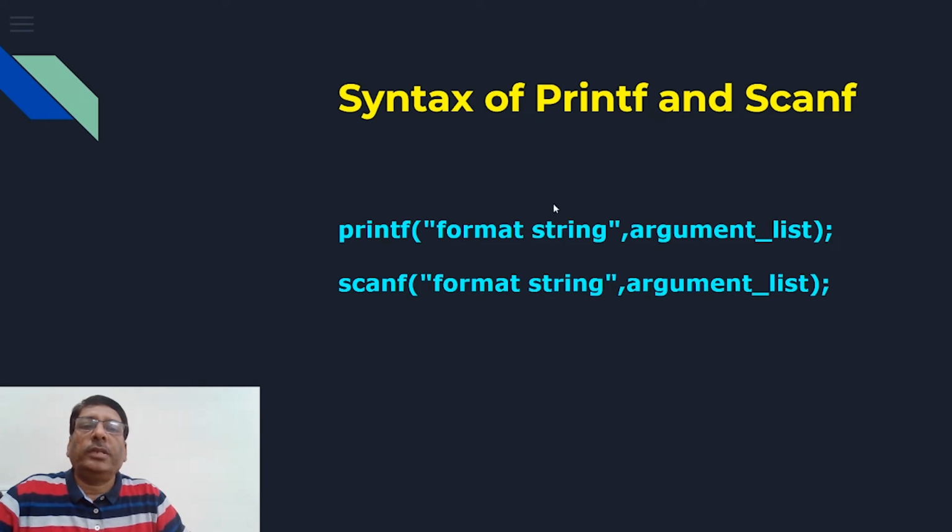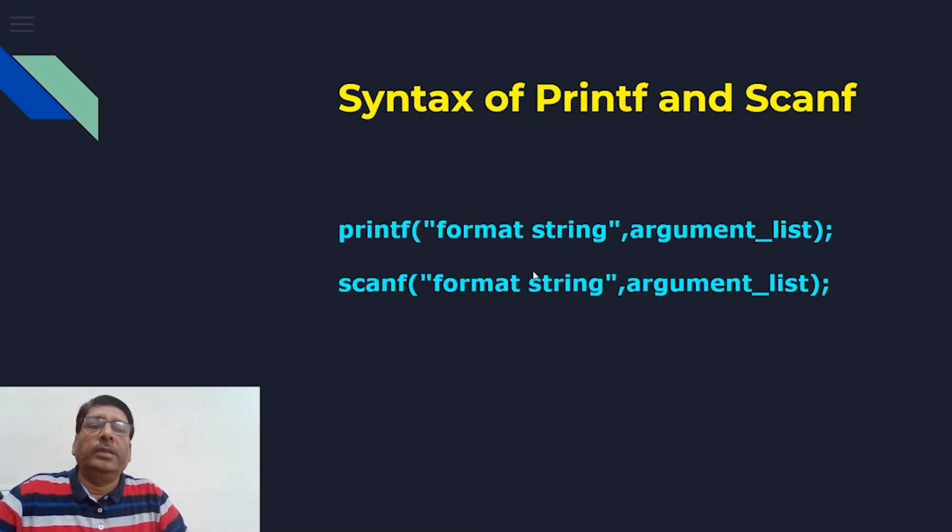So the syntax of your printf statement goes like this. You will say printf. Within double quotes, you are supposed to write the format string followed by the argument list. In the format string, you are supposed to mention a character string which will tell the compiler what kind of variable you are going to accept. Similar is the case with the scanf statement. Whenever you want to accept the data, you will say scanf, and mention the format string over here.